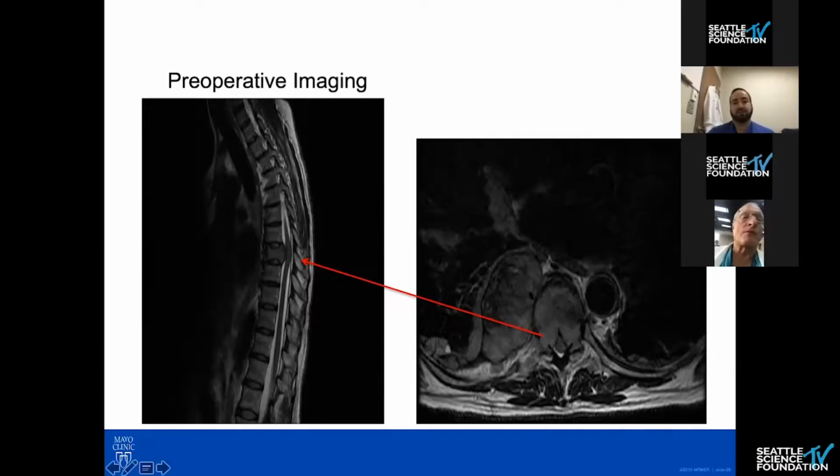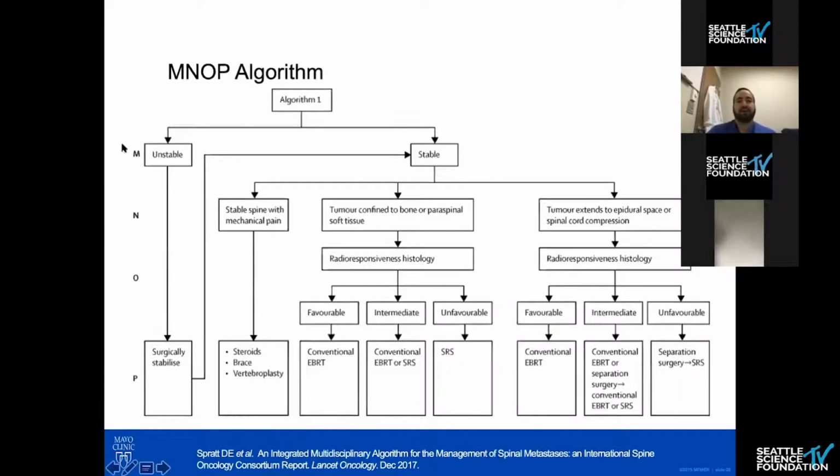You can also see this retropleural mediastinal mass on the right side. We followed the NOMS framework. Again, this talk is less about some of the standard workup and treatment pathways and more about the technology, but we followed the standard NOMS protocol. She was deemed to be overall pretty stable considering the location of the lesion with epidural compression, intermediate to unfavorable histology, and therefore we took her for separation surgery.